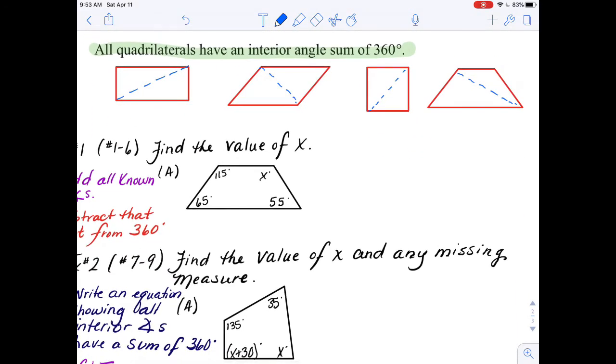Now, just like yesterday when we talked about triangles, the triangle sum theorem said every triangle had 180 degrees inside. Well, quadrilaterals don't have 180. They have 360 degrees inside.